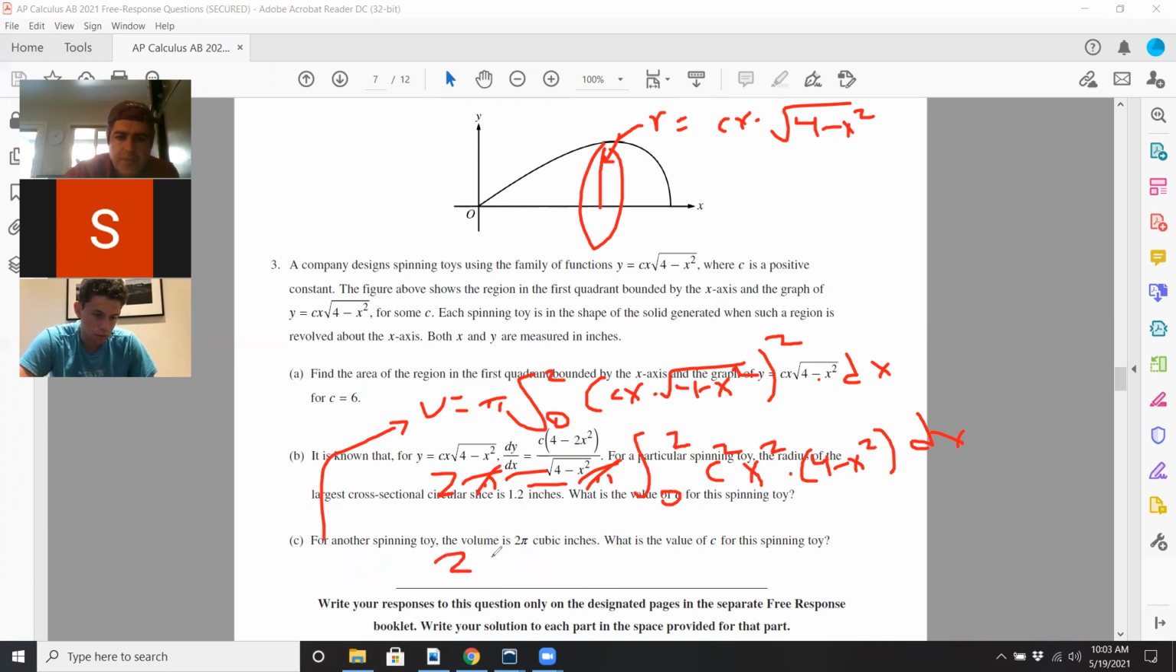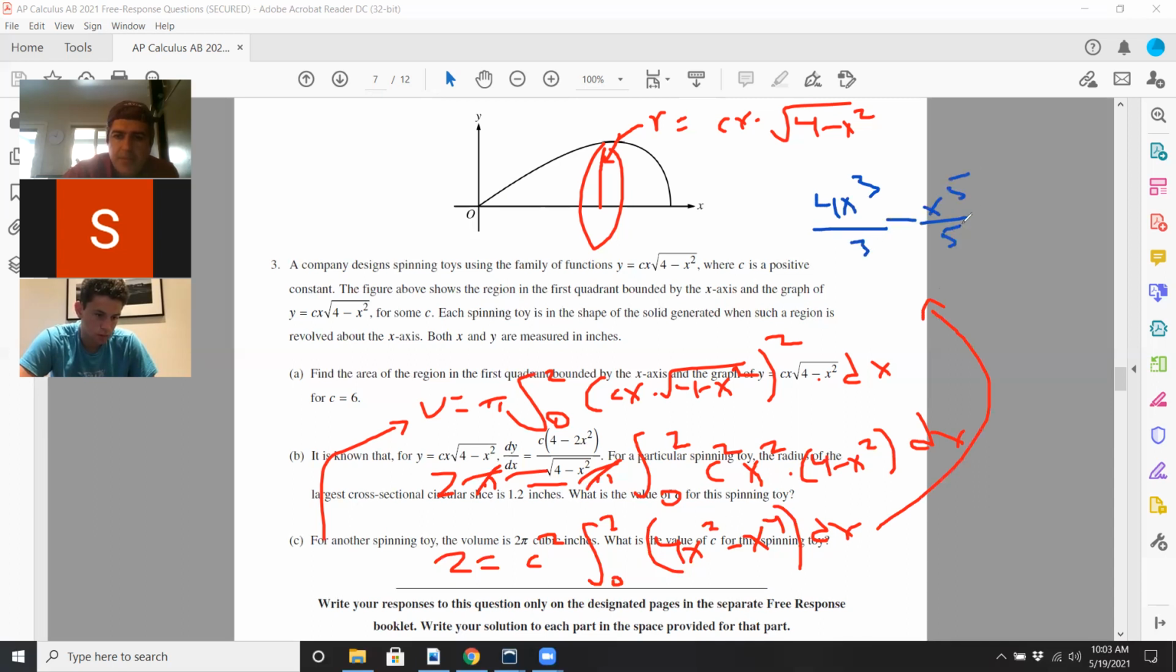So 2 equals c squared times the integral from 0 to 2. And then I'm going to distribute the x squared, so I get 4x squared minus x to the 4 dx. Then I have to go through the integration of that. That's going to be 4x cubed over 3 minus x to the 5 over 5, from 0 to 2. And remember, you still have a c squared being multiplied by all that, and you still have 2 on the left side.